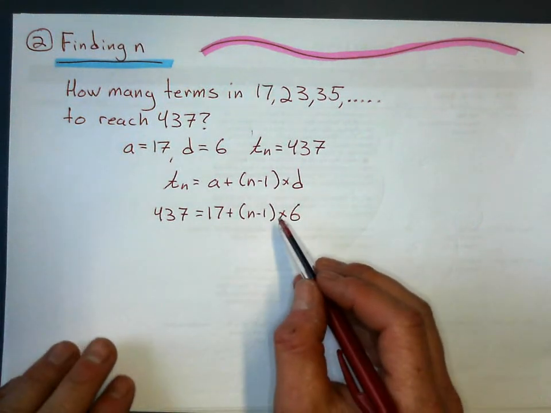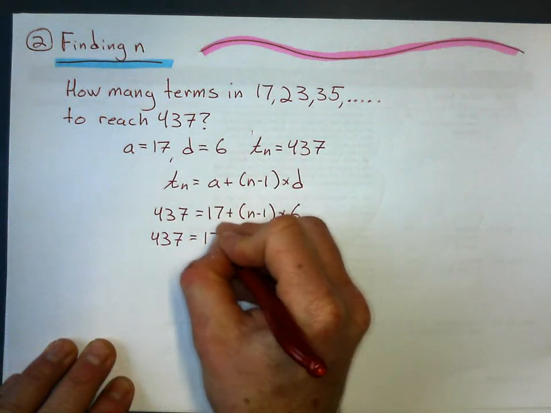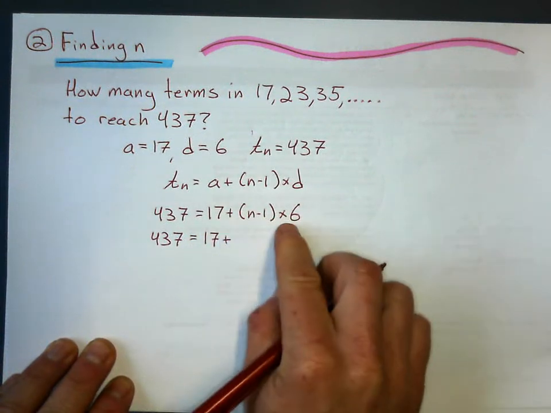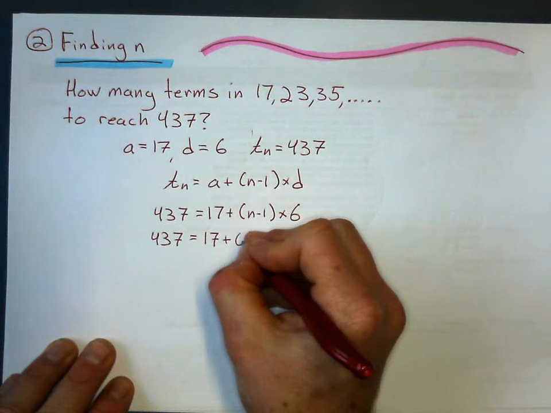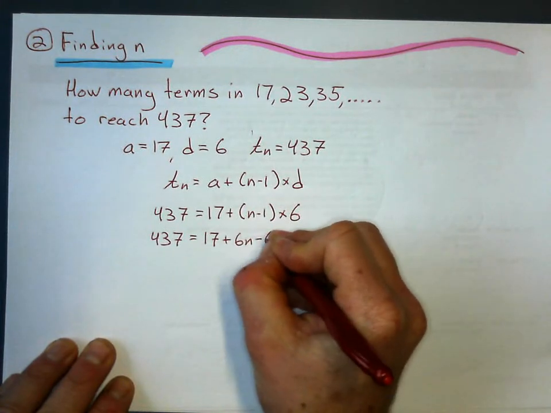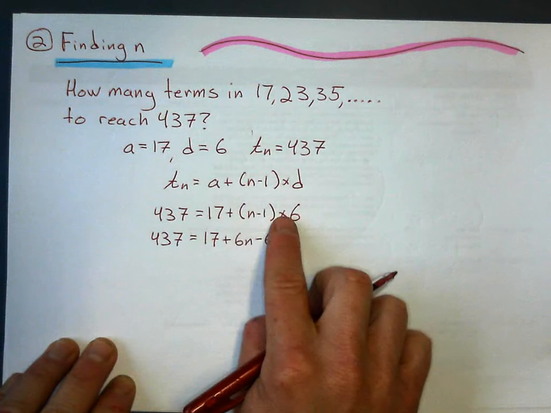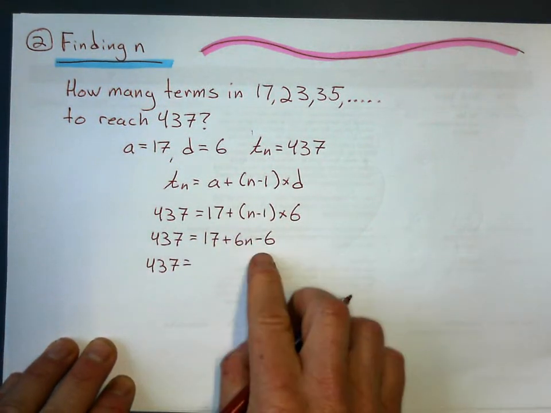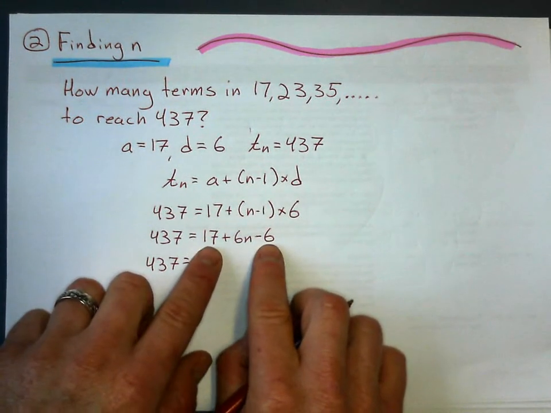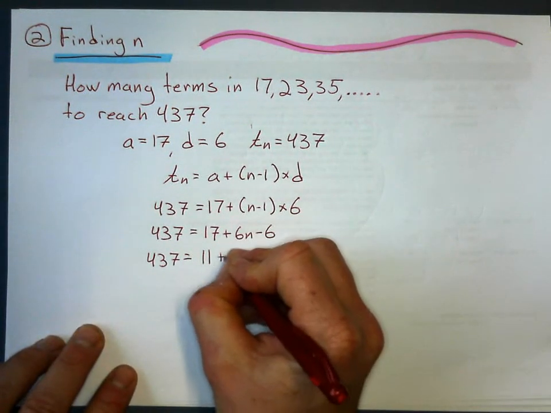And from here, all this is an equation to solve for n. That's it. If I want to solve for n, then I might want to take that 6 and expand it through that bracket. So I get 6n minus 6. And I just expanded that 6 through there in one step. Okay, and then I can bring these together. 17 minus 6 is 11, I think. Yes.